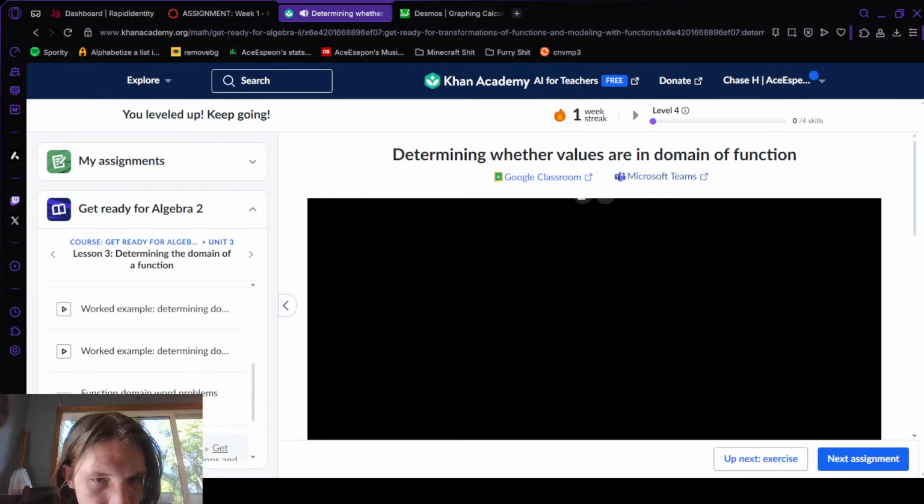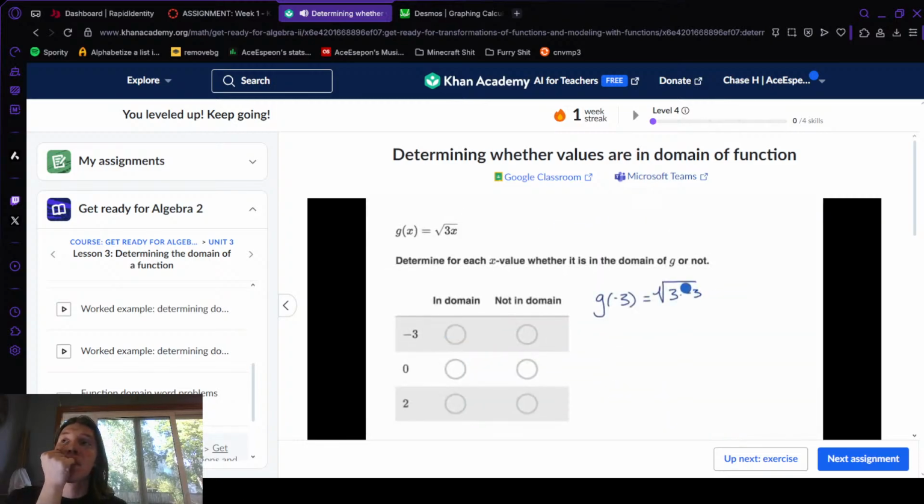Let's do another example. Determine for each x value whether it is in the domain of g or not. So pause this video and try to work through all three of these. All right, so first of all, when x equals negative 3, do we get a legitimate g of x? So let's see, g of negative 3, if we try to evaluate, that's going to be the square root of 3 times negative 3, which is equal to the square root of negative 9. Well, with just a principal square root like this, we don't know how to evaluate this. So this is not in the domain.